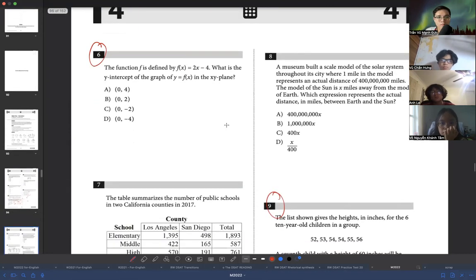Next up, these are quite basic, so I'm not going to cover them. Briefly mention what a y-intercept is. Can you do it, An? D.